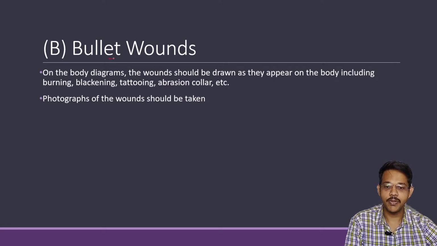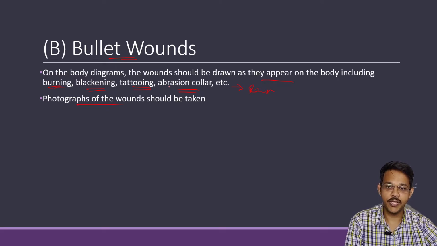Next, you have to examine the bullet wounds in autopsy. On the body diagrams in the autopsy report, the wounds should be drawn correctly as they appear on the body, including any burning, blackening, tattooing or abrasion collar if found on the body. This all will help in roughly estimating the range of the weapon.